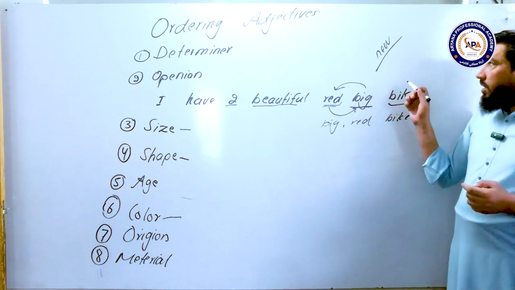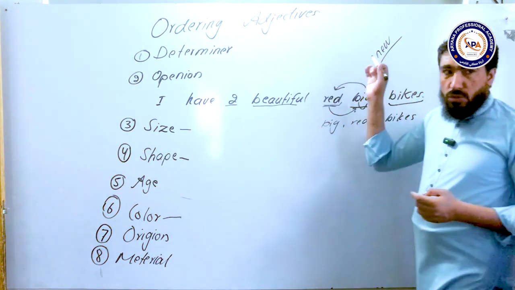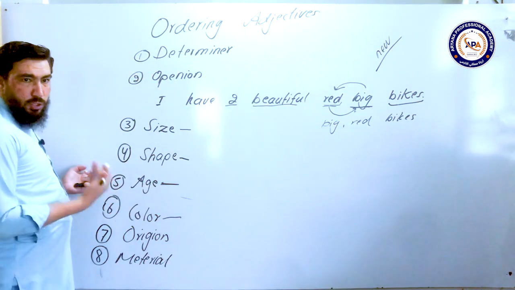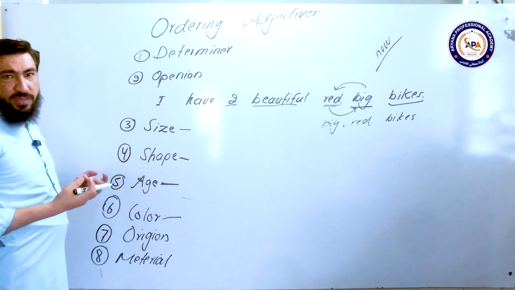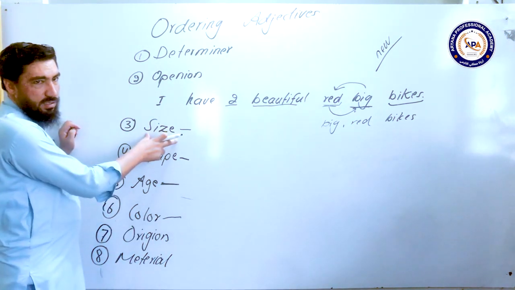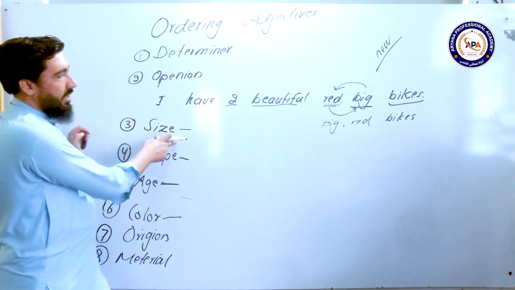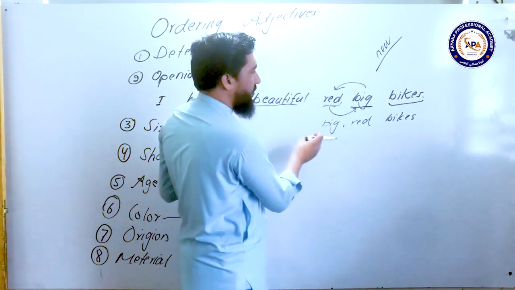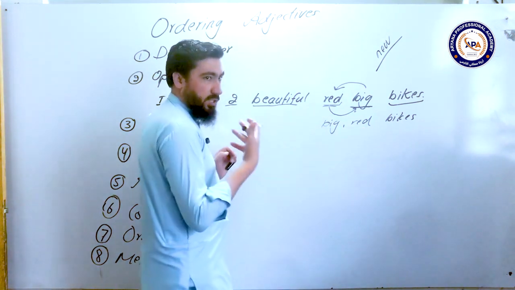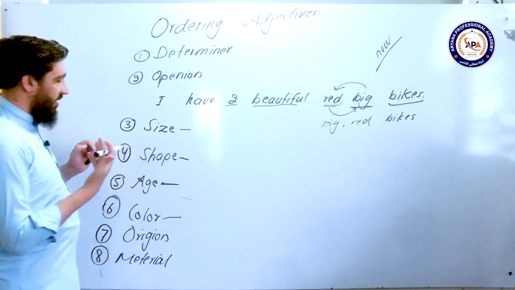Think about it. The word new shows the age. Yes, old, new. It shows the age of something. It must be mentioned between color and size. You have to say, I have 2 beautiful, big, new red bikes.